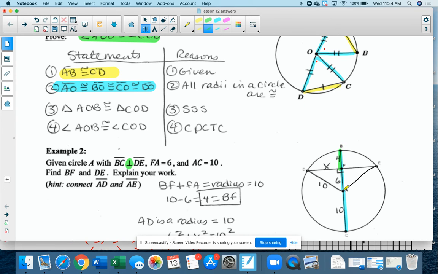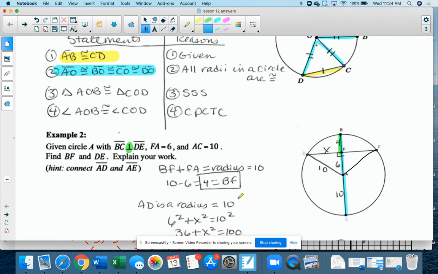BF is part of the radius BA, and we already know that a radius is 10 because I know that AC is 10. So BF, which is this little green section, plus FA equals the radius, so it has to equal 10. And in the given, they told me AF was 6. So 10 minus 6 is equal to 4. So BF is equal to 4.